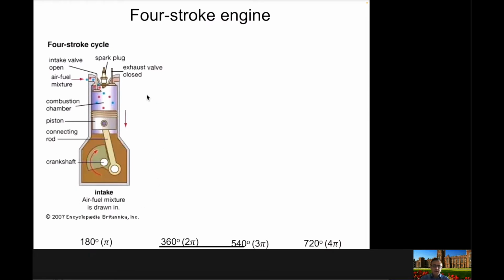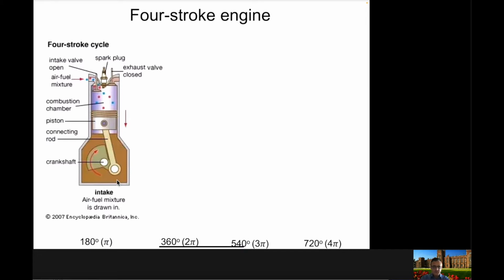A 4-stroke engine is shown in this figure here. These are the main components of a 4-stroke engine. As you can see, you have an intake valve, an exhaust valve, a spark plug here, and this is the combustion chamber. We also have a piston which is connected to the crankshaft using this connecting rod. In the 4-stroke engine, you need 4 strokes to complete the whole cycle.